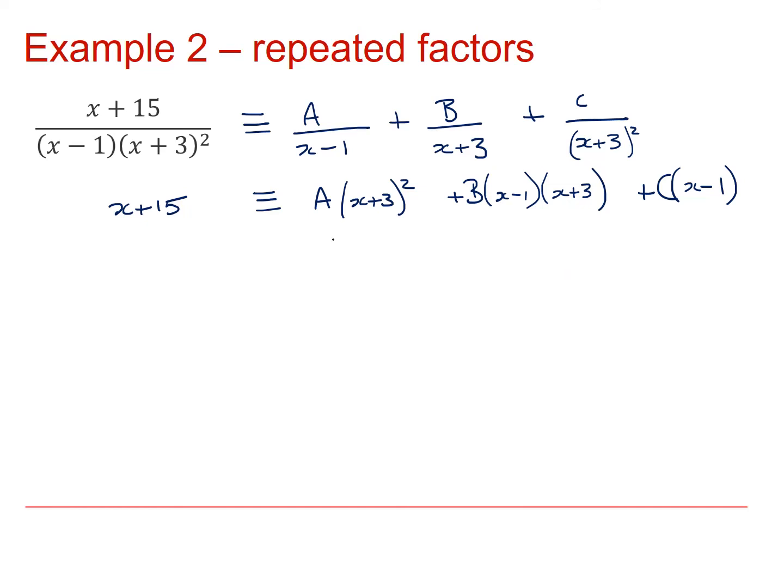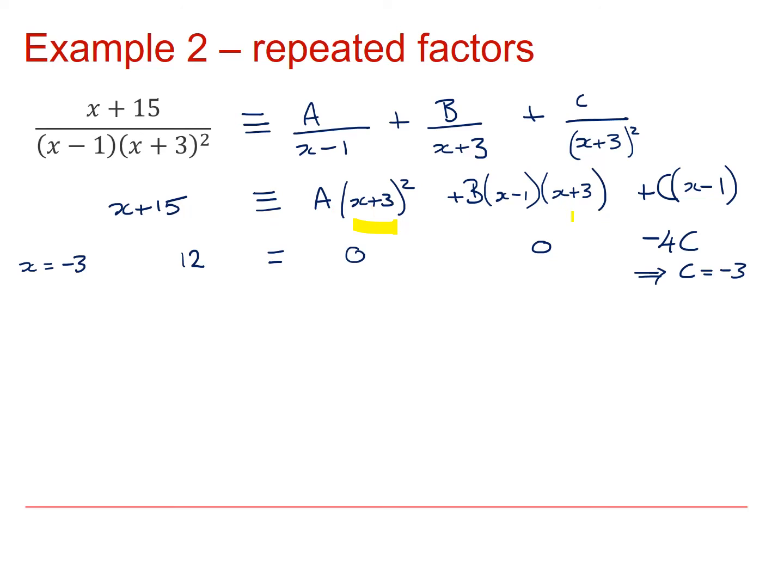So now I want to think about values of x that I could use in this identity to see if I can get the value for the constants. Well, this bit here suggests that I could use a value of x equals minus 3, so let's have a look at that. X equals minus 3. I'm going to get 12 from the left-hand side. That will go. This one will also go because that's got an x plus 3 in it. And this will be minus 4c. And that's going to give me that c is equal to minus 3.